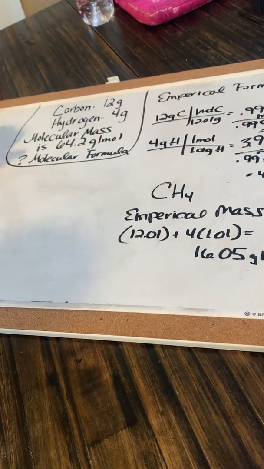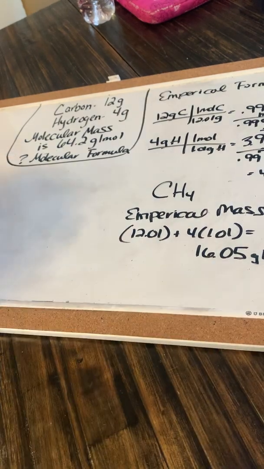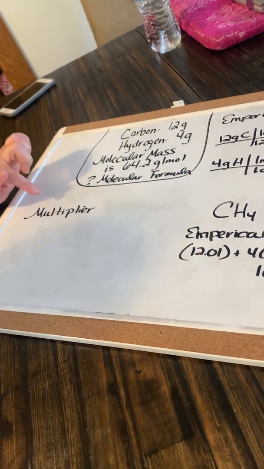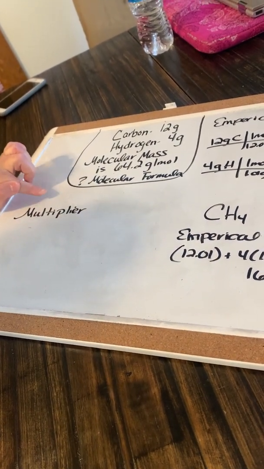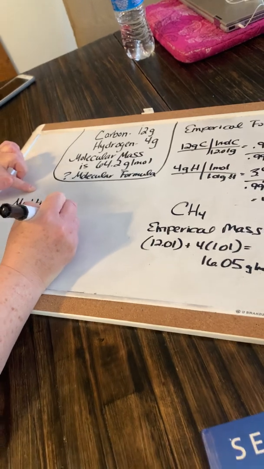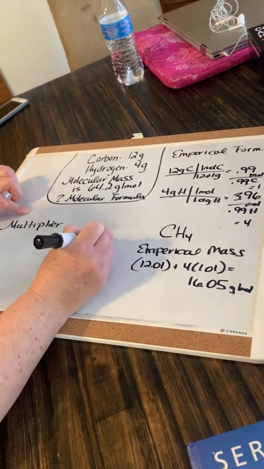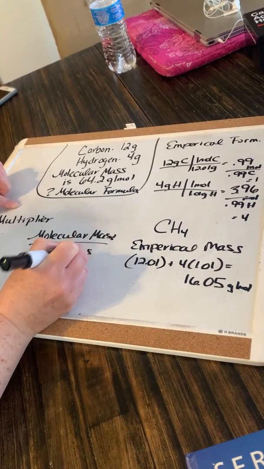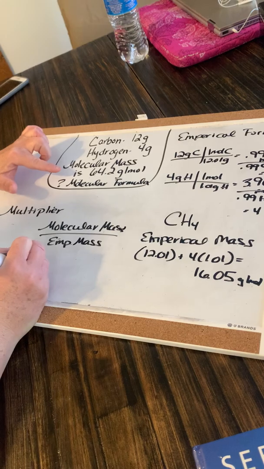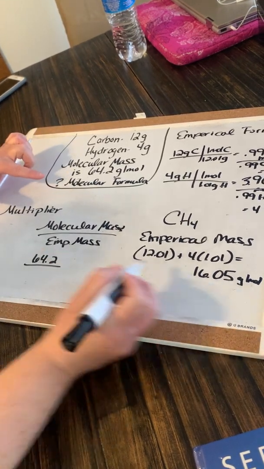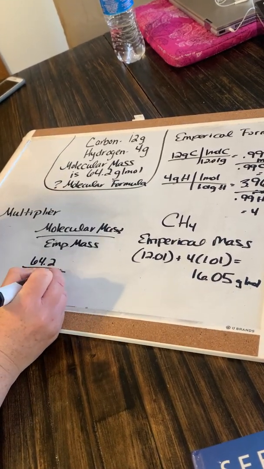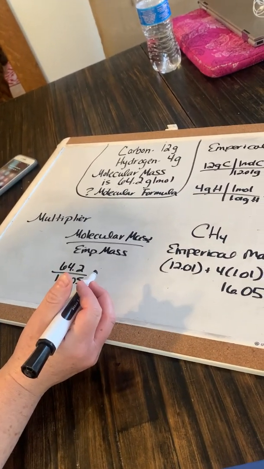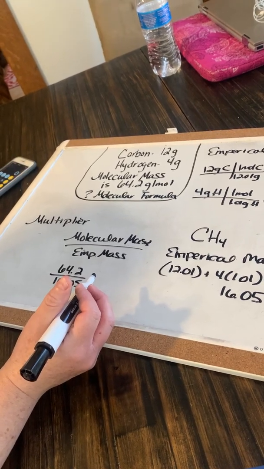Okay, so what you have to do is find what's called a multiplier. To find the multiplier, you take your molecular mass and divide it by your empirical mass. So your molecular mass is 64.2. Your empirical mass is 16.05. If you take 64.2 divided by 16.05, you should get about 4, I think. Let me make sure here.